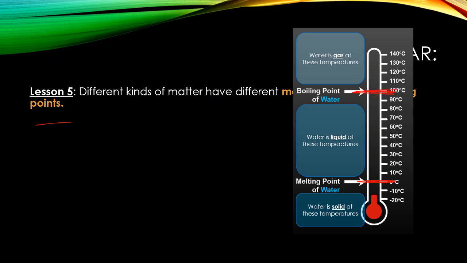So anytime you have water that's between 0 and 100 degrees Celsius, if it's 50 degrees or 20 degrees or 80 degrees, it's going to be a liquid. And then once you go past that boiling point, anytime you go past 100 degrees Celsius, water is going to be a gas. And all different substances have these different melting points and boiling points where they change between liquid, solid, and gas.